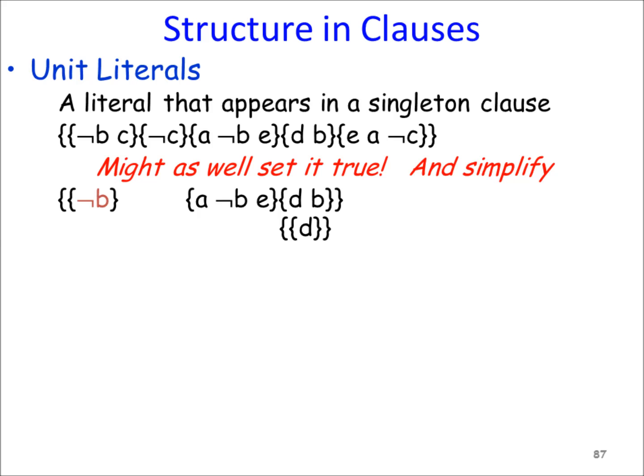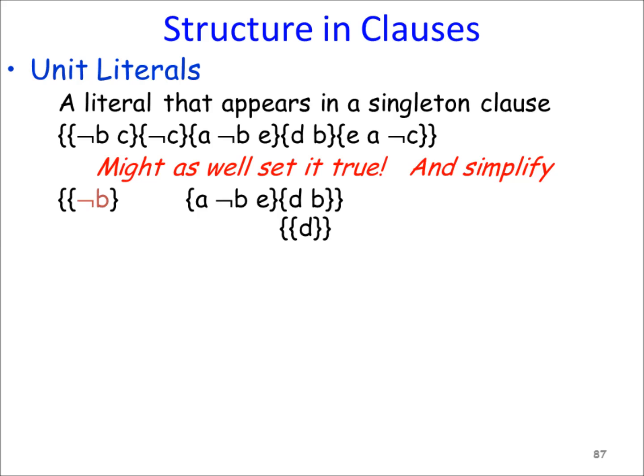Not B is true. As soon as I set C to be false, this was also satisfied. Why did you set it literally false? Because I wanted to satisfy this. So basically, this notion of unit resolution, unit propagation, gets me a lot of the way already. Now I know what to do, set D to be true, and I'm done. So basically I solved my problem.